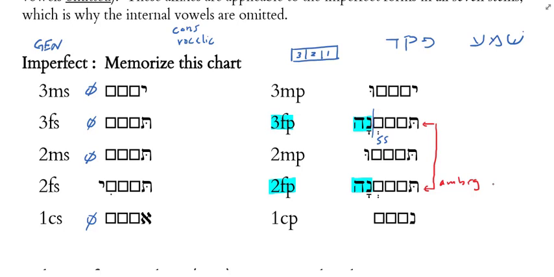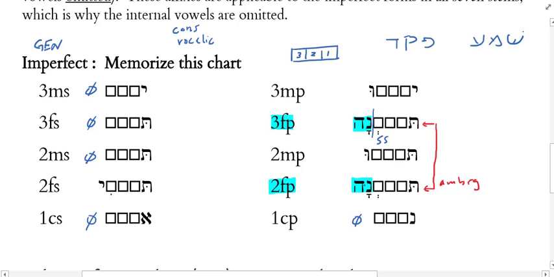Now, lastly, for the first common plural, I just have a prefix nun and nothing after that. So there's zero ending. Okay, so just like over here on the singular side, the left side, my question was how many of these have a suffix? The answer was 1. On the plural side, how many of them don't have a suffix? 1. And the rest have suffixes, don't they?